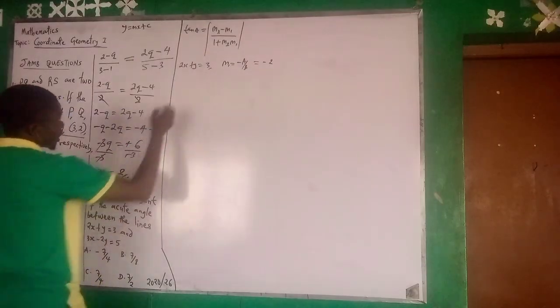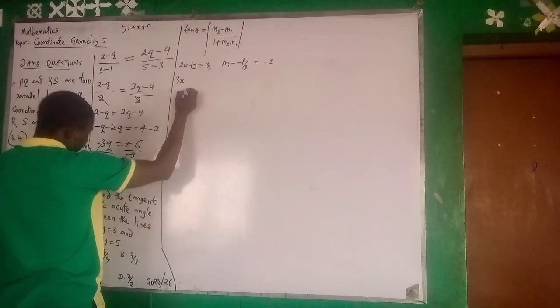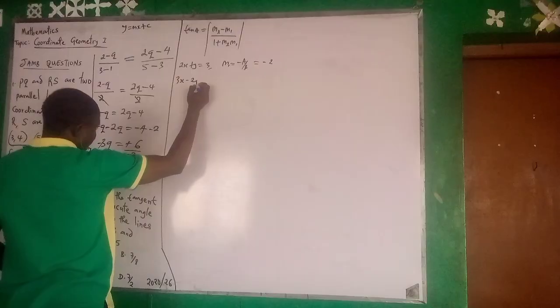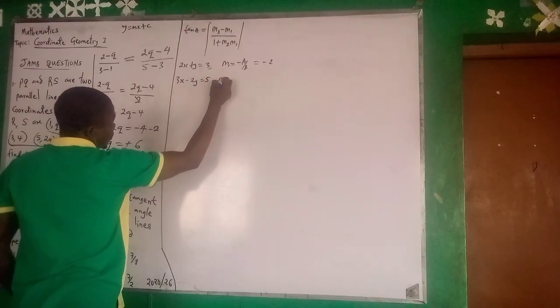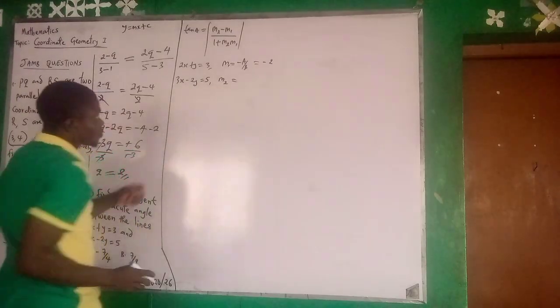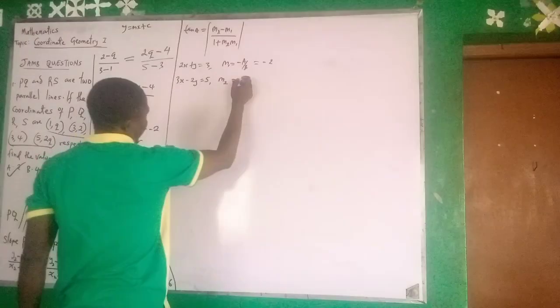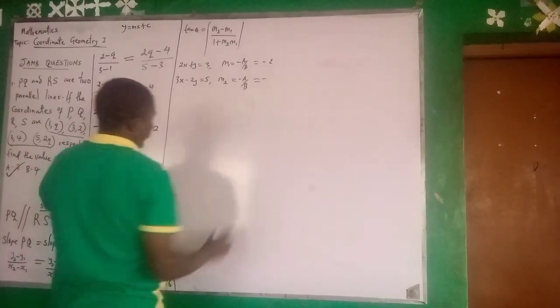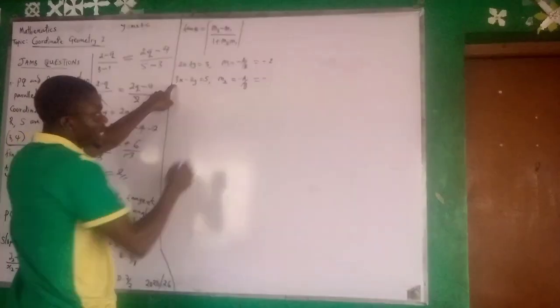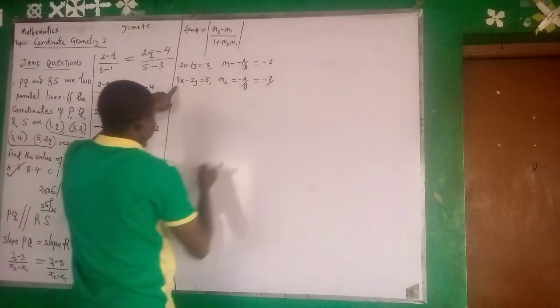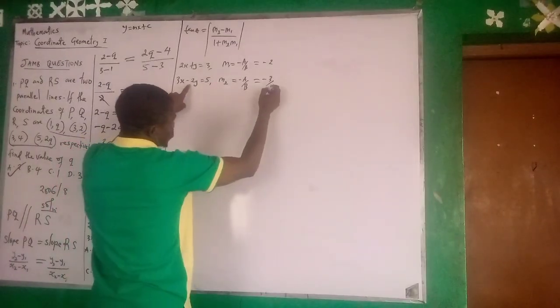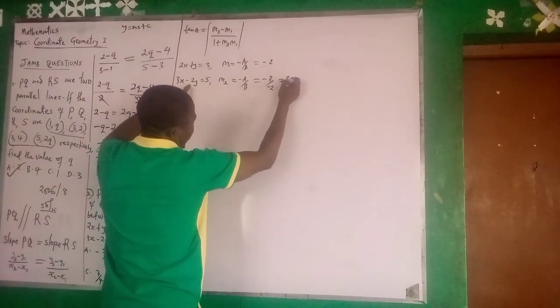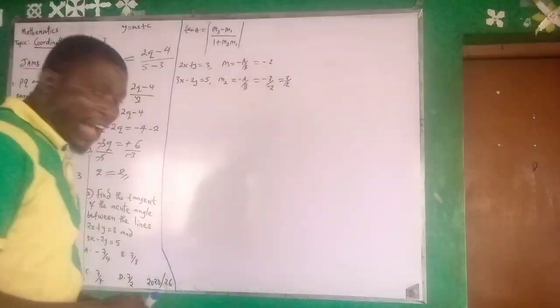The next equation, 3x minus 2y equals 5. The slope m2 becomes, using the formula, minus a over b, and that is equal to minus. My a is 3. My b is minus 2. Minus can cancel out. Remember? 3 over 2. Alright. At this point, you can substitute, right?